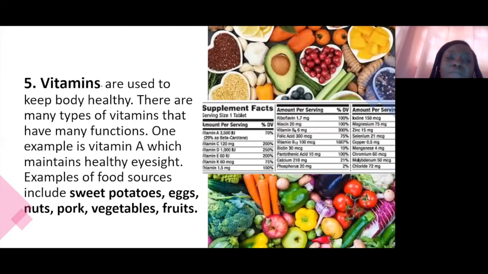Remember, we said there are many types of vitamins, right? And they can be found in various food sources, including eggs, nuts, pork, vegetables, potatoes, rice. I could go on, right? So vitamins are very important. And we're going to dive in later on, probably next lesson, into the different types of vitamins and why each type is important to the body. Good. And we stopped here for the day.